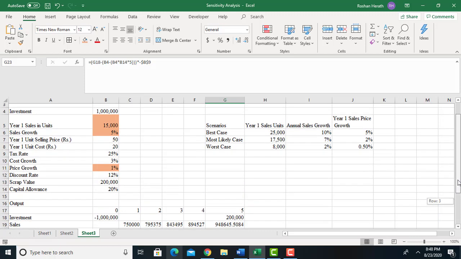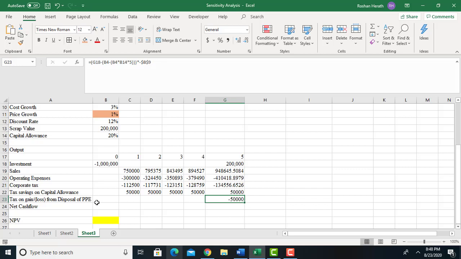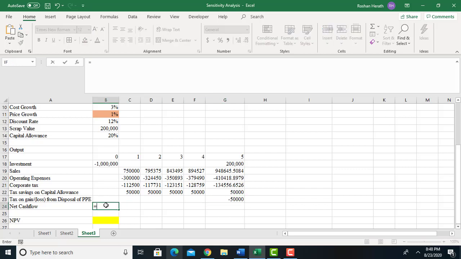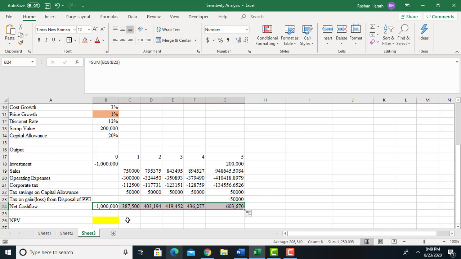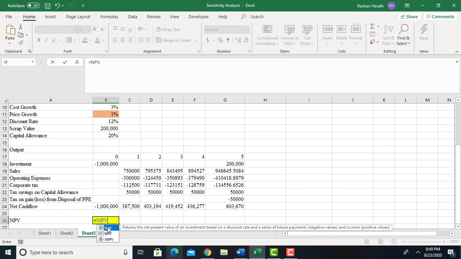So here you have considered all the information, and now you have worked out the basic model. So now get into the net cash flow. You can take the simple summation. So simply drag it until the last year. So now you can apply your knowledge of NPV, the inbuilt function.